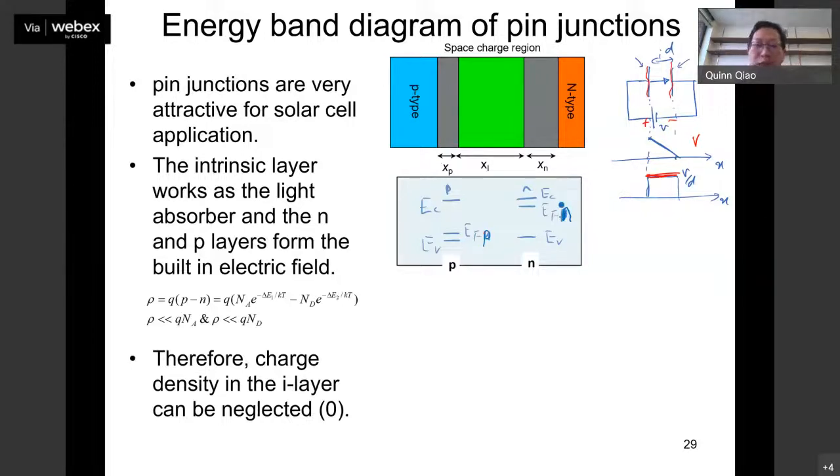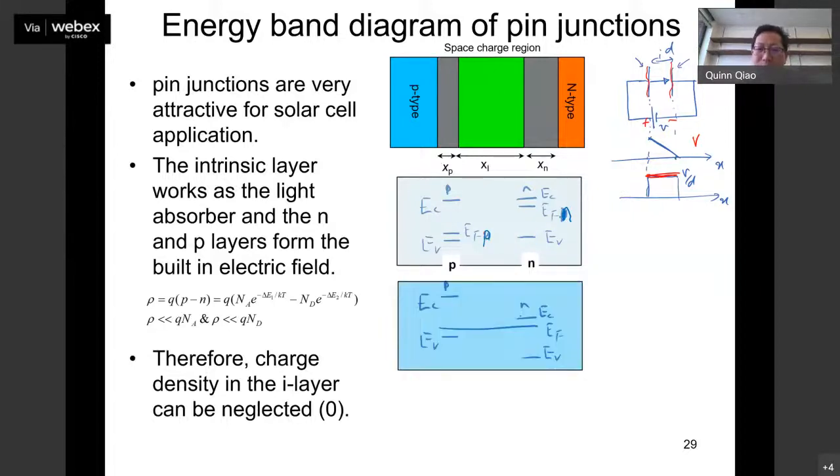That's EFP on the left side, EFN on the right side. And then as we discussed last night, you guys this morning, you see when the p-n junction forms, this EFP and EFN will be aligned with each other. So let's go to the next slide.